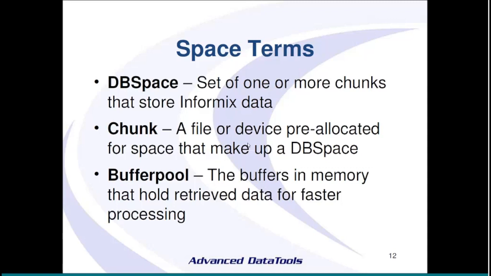A cooked device, or a cooked file, is an actual file on the file system, same as any other file. A raw device is when you point directly to a disk drive or volume and bypass the file system entirely. Depending on your system, you may be using one, the other, or both.